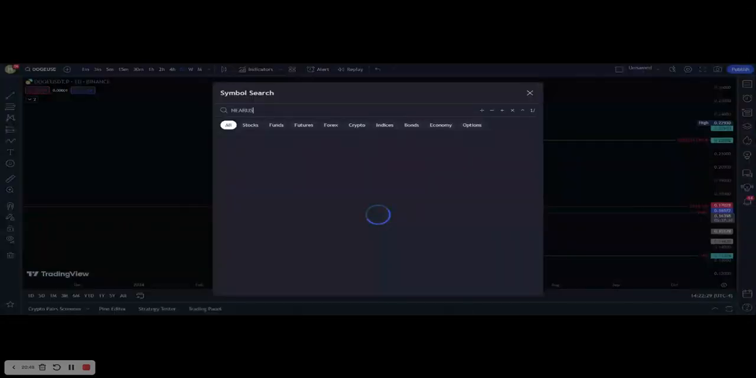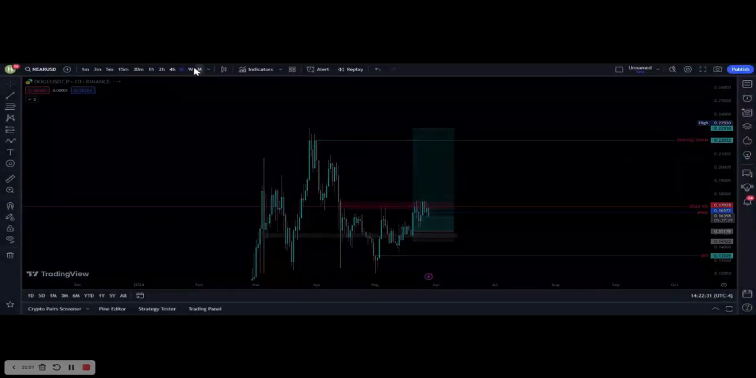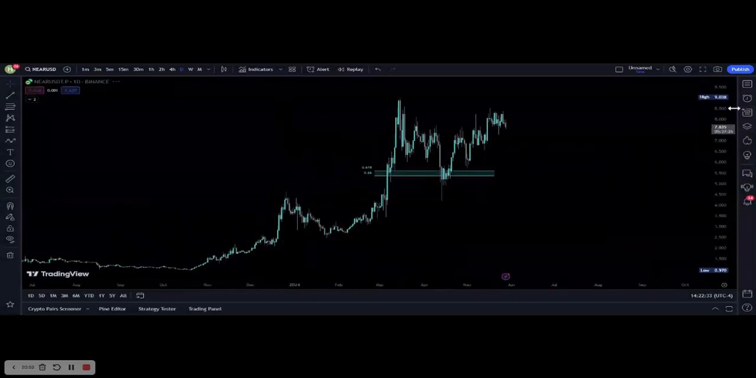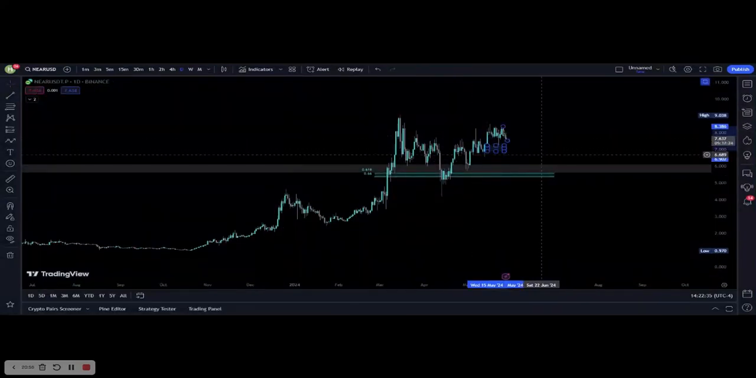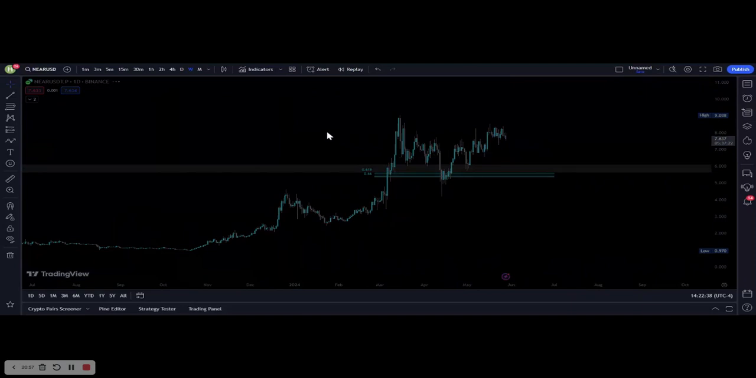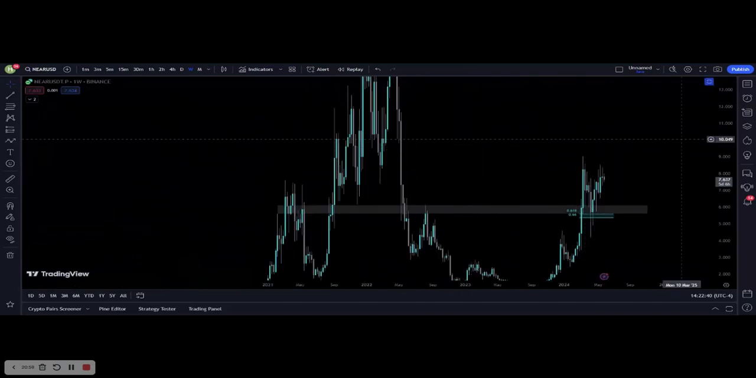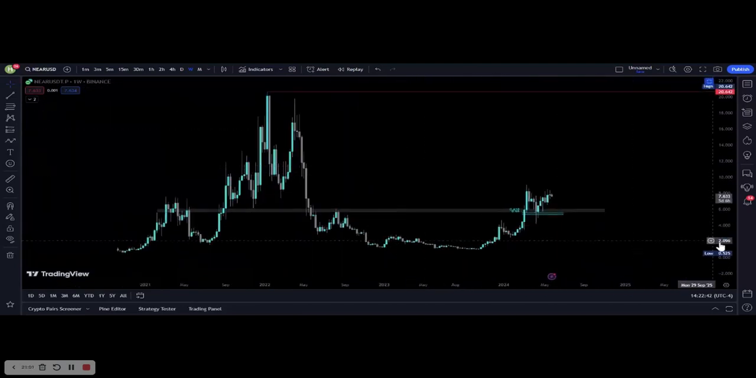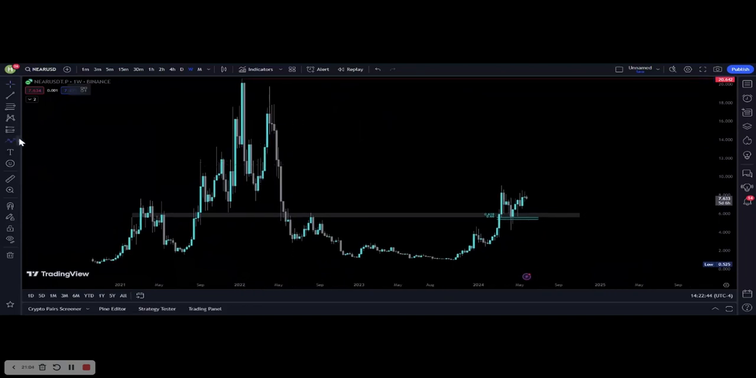Next up, we have NEAR. I bought it on spot at 6, right? This is the weekly chart. So the weekly chart has basically flipped these SR levels here. Resistance, support, resistance, now flipped, acting as a support.